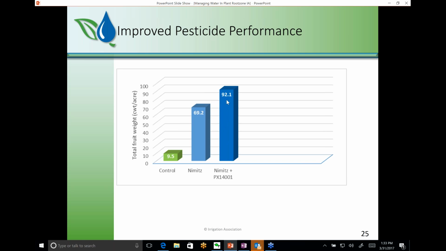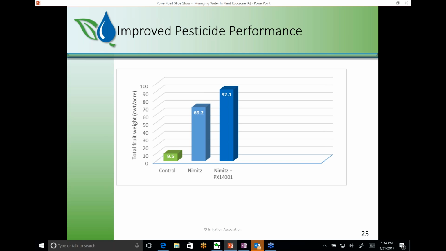And again, I think this is occurring due to two factors. Number one, we're reducing the galls, so we have a healthier plant. And number two, we're keeping that plant from going through those continual periods of stress, and you're getting a better yield at the end of it.